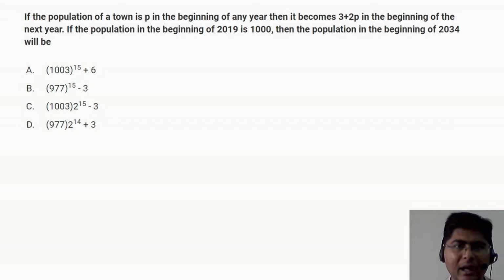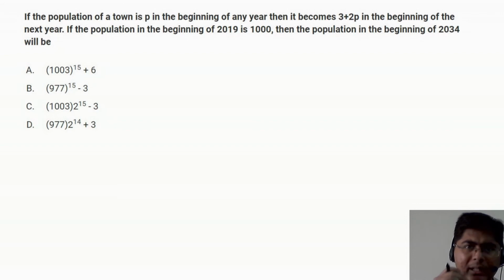A, 1003 to the power 15 plus 6; B, 977 to the power 15 minus 3; C, 1003 multiplied by 2 to the power 15 minus 3; and D, 977 multiplied by 2 to the power 14 plus 3. Now let us see how we can solve this.